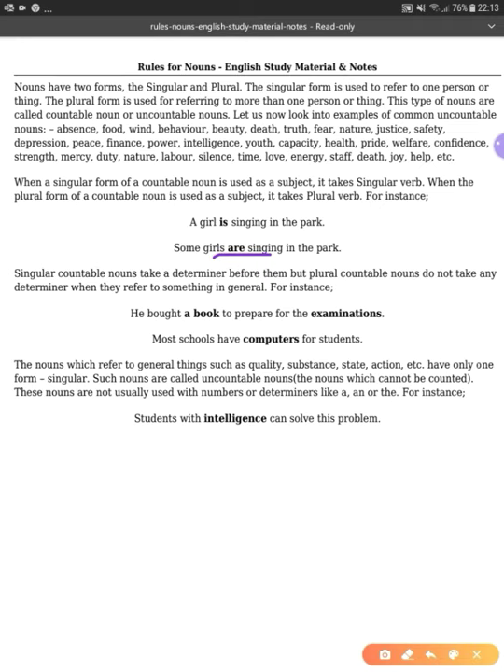Now moving to the next: singular countable nouns take a determiner before them, but plural countable nouns do not take any determiner when they refer to something in general. Once again, I would like you to read this definition. Singular countable nouns take a determiner before them, but plural countable nouns do not take any determiners when they refer to something in general.